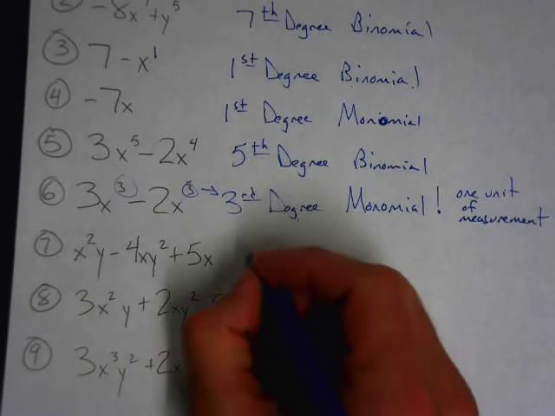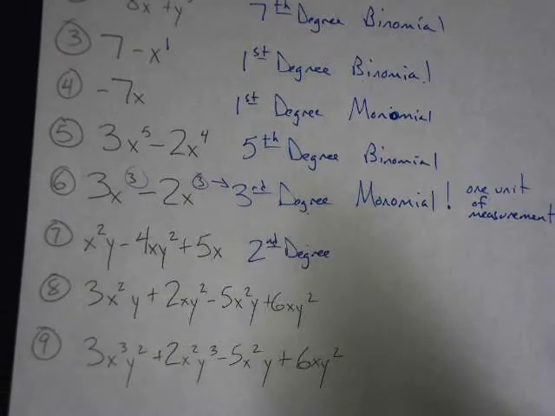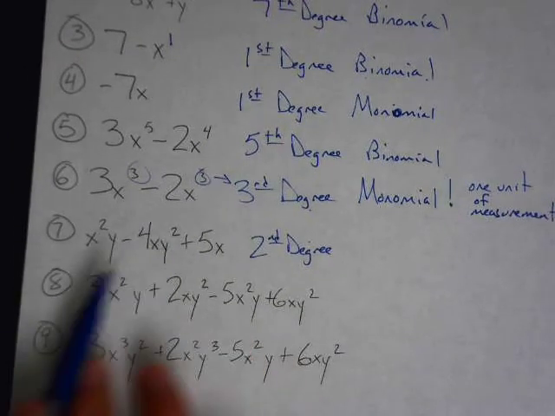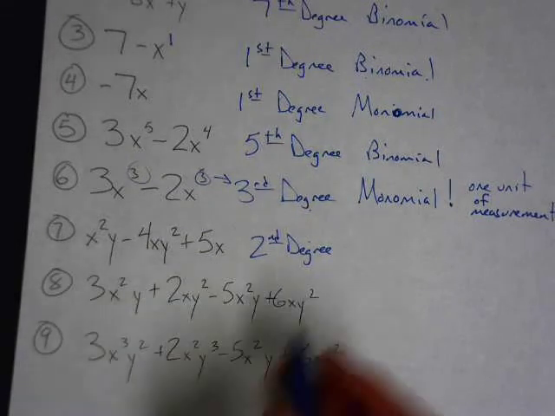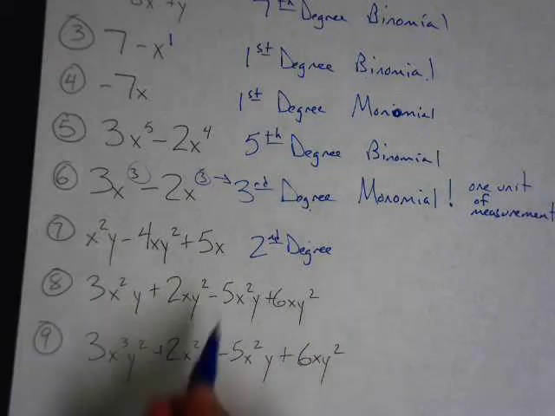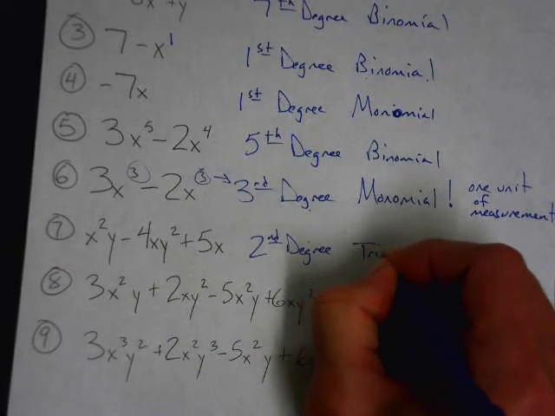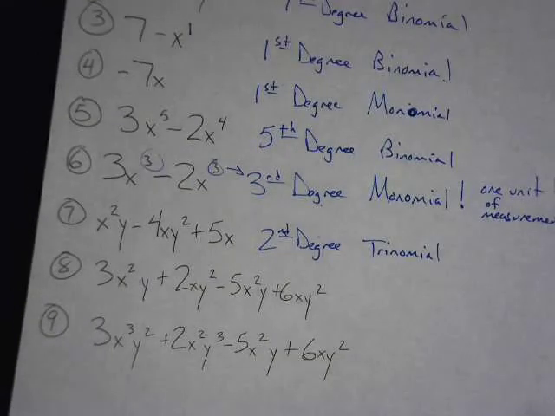The highest exponent is 2. This is a second degree something. All right, so what are our units of measurement? We have x squared y's. We have xy squareds. Not the same. Right? These are not the same. And then, of course, x, totally not the same. So they're each different units of measurement. There's 1, 2, 3 different terms. So this is a trinomial. All right, so now you can see what's happening.